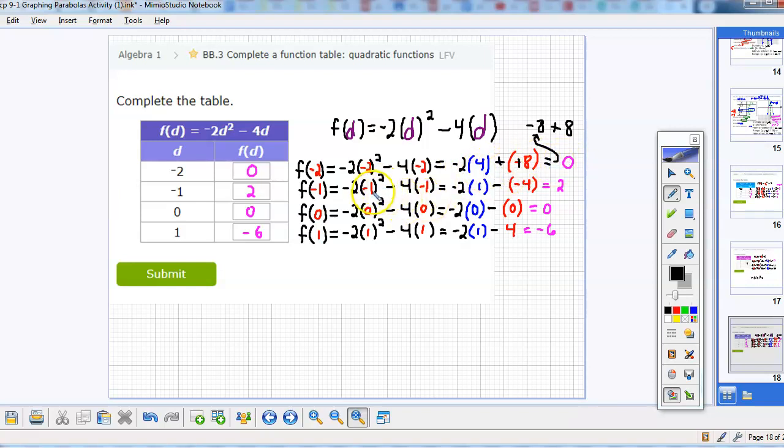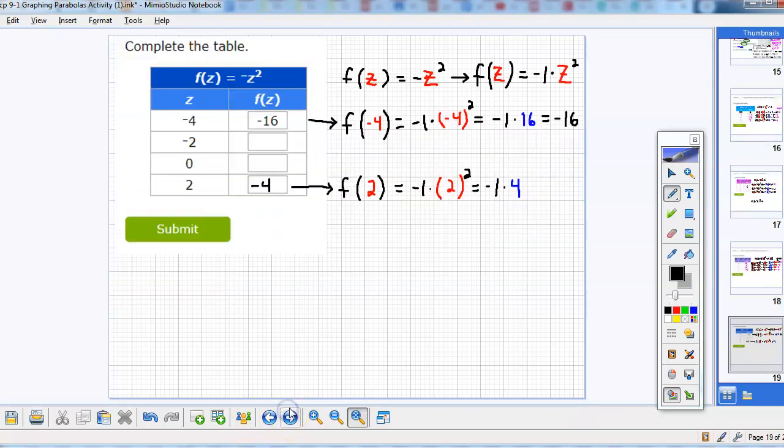Again, we plug in this -1. We have to square that -1 first. So -1 squared is 1. So -2 times 1 is -2 minus negative. We know that's plus positive. So I'm going to get negative 2 plus 4, which is 2. So my output is 2. So when I input a negative 1, my output is 2.